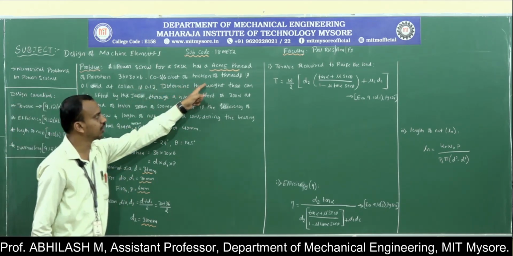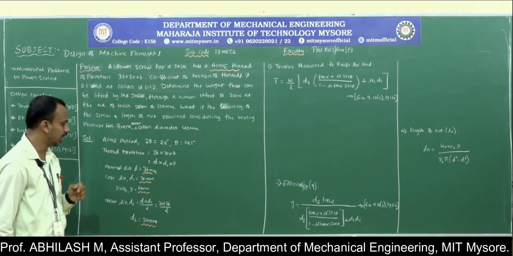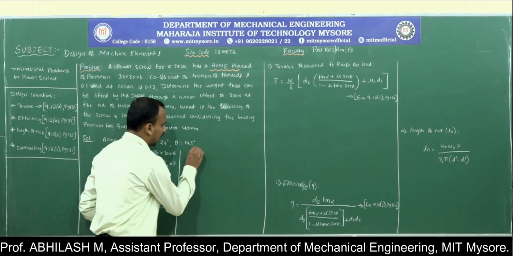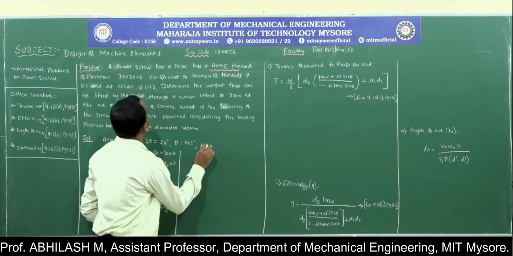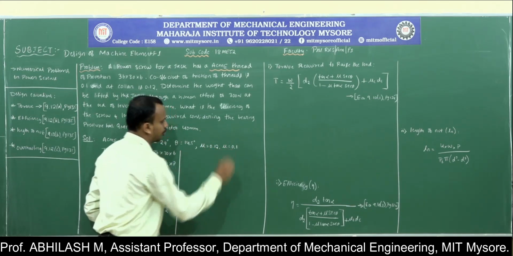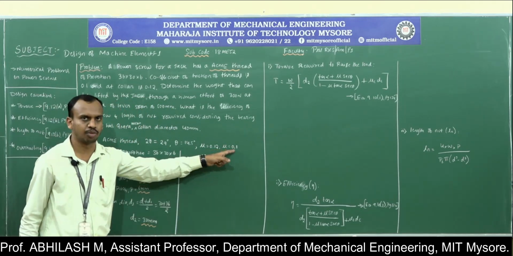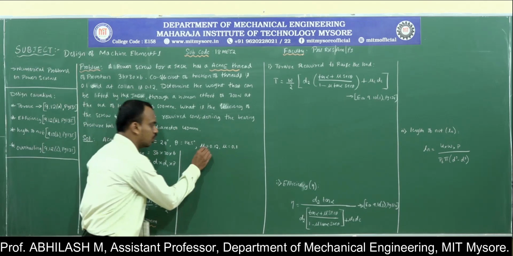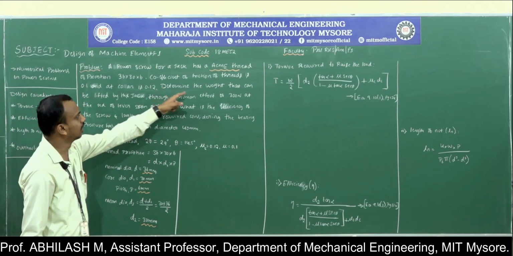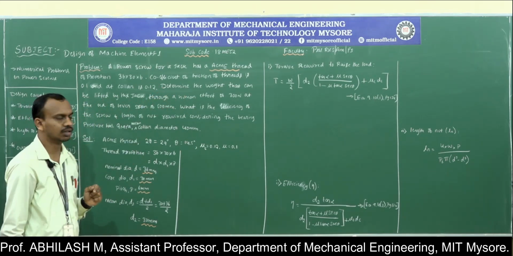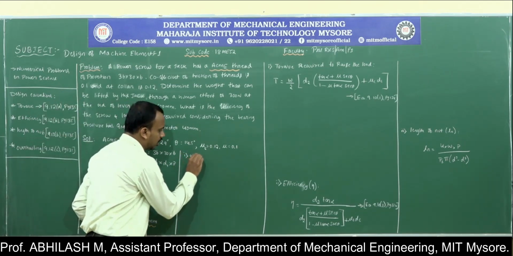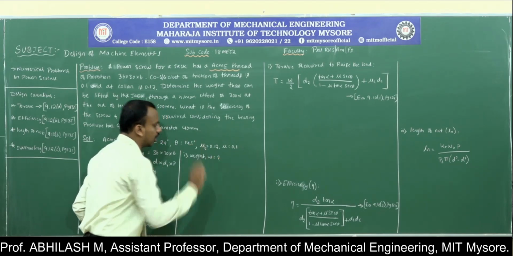The coefficient of friction of the thread is 0.1 and at the collar it is 0.12. So they have given the friction values. The thread is having a coefficient of friction of 0.1 and the collar, mu c denoting the collar, is having a value of 0.12. Determine the weight that can be lifted by this particular jack. The first thing that we are supposed to calculate is the weight, that is denoted by W.